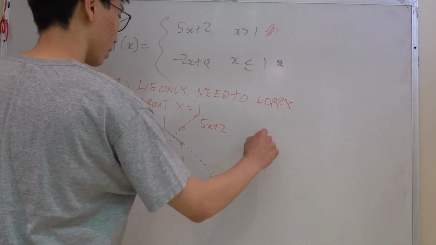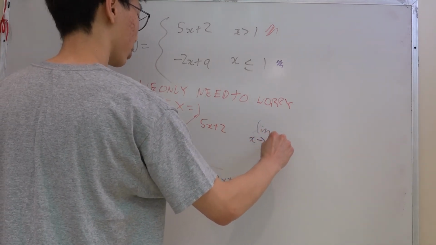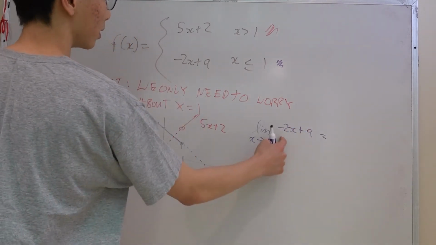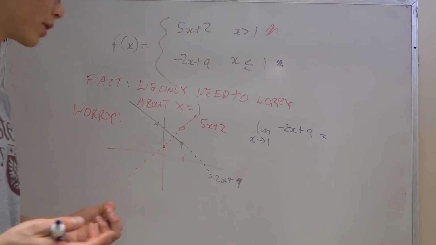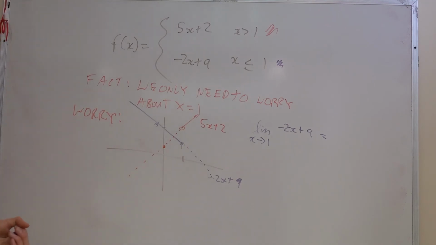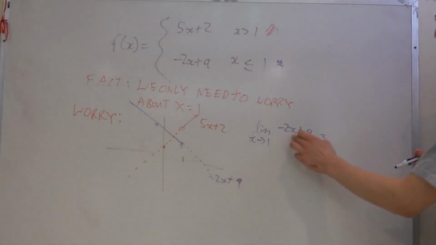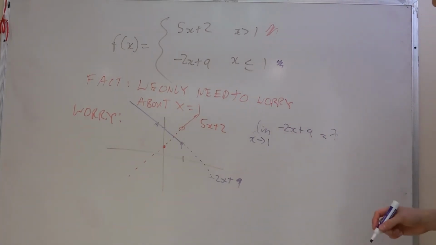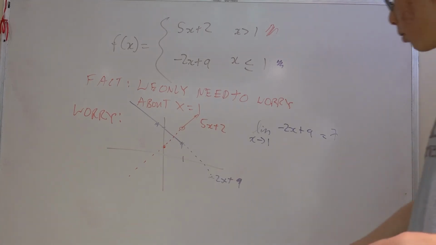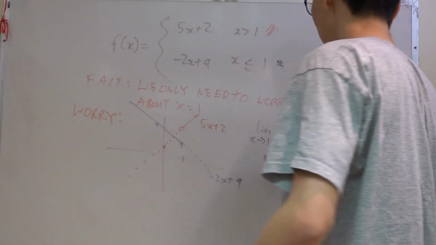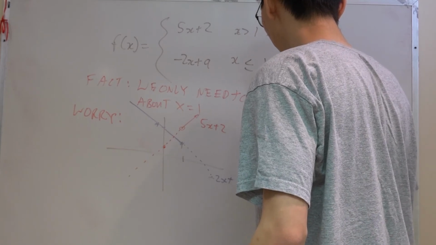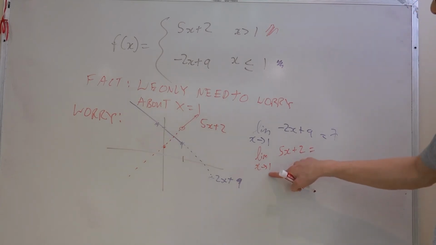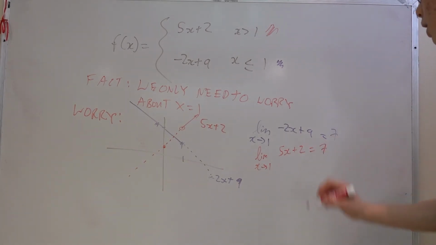Okay, let's write it like this. Limit, as x approaches 1, of negative 2x plus 9. Now, because negative 2x plus 9 is a continuous function, we're not going to run into any problems. So we can just substitute in a 1 here, and we'll get negative 2 plus 9, which is 7. Now, the red one will do the exact same thing. Try it yourself. Of course, because 5x plus 2 is a line, it's continuous, so I can just sub in 1. And that also gives me 7.